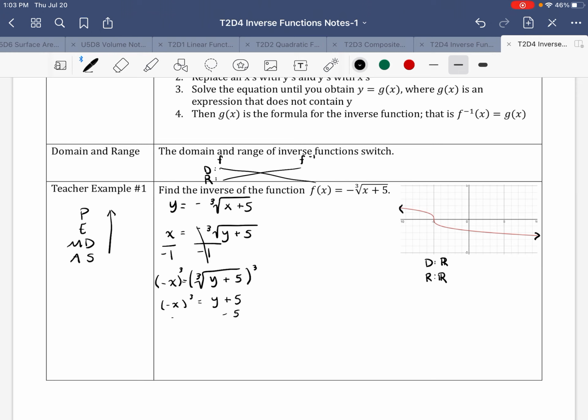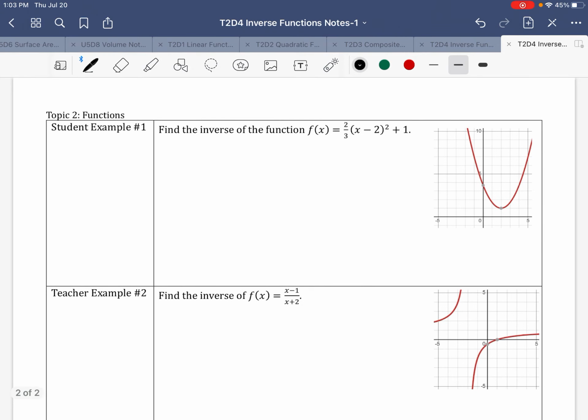And we're left with y plus 5, so we can subtract 5 from both sides, and then we get y is equal to the quantity of negative x cubed minus 5. And then we just need to rewrite it as, since this is the inverse of our f of x, f of -1 of x is equal to negative x quantity cubed minus 5. Okay. And again, our domain is all real numbers, and our range is all real numbers. So try student example number 1 on your own.